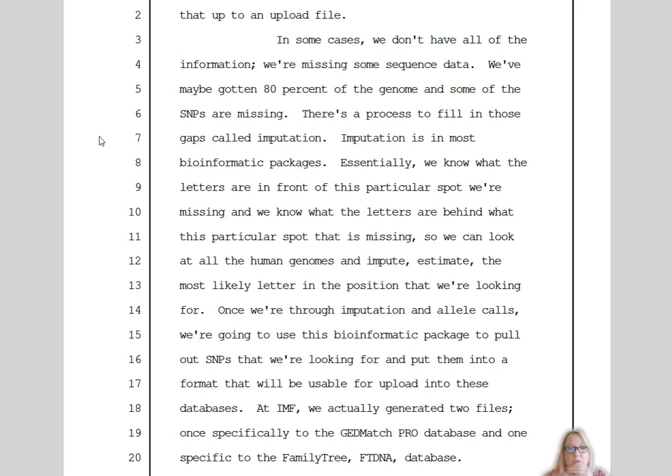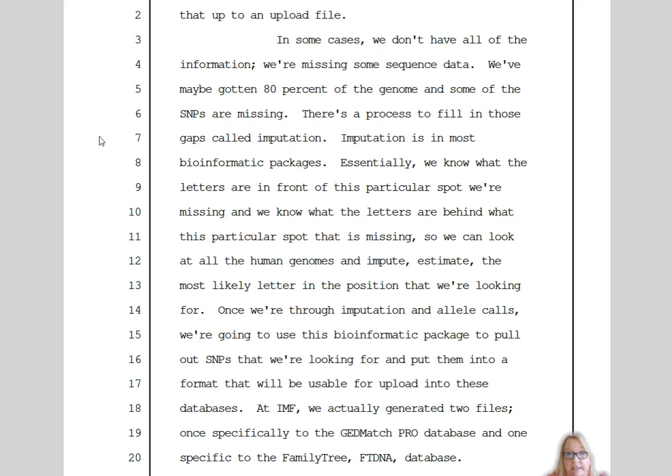So what he says is, in some cases, we don't have all the information. We're missing some sequence data. We've maybe gotten 80% of the genome and some of the SNPs are missing. It's like, have you ever printed something on your printer and you're running out of ink in one particular spot? And so, you know, part of the letter is missing, or somehow on a G, the tail is missing, right? So you kind of know what's supposed to be there, but it's not showing up, okay?